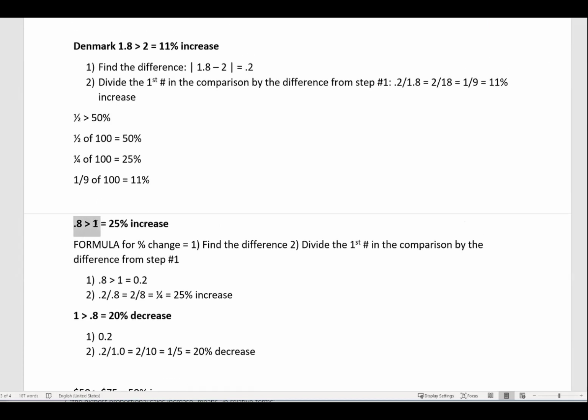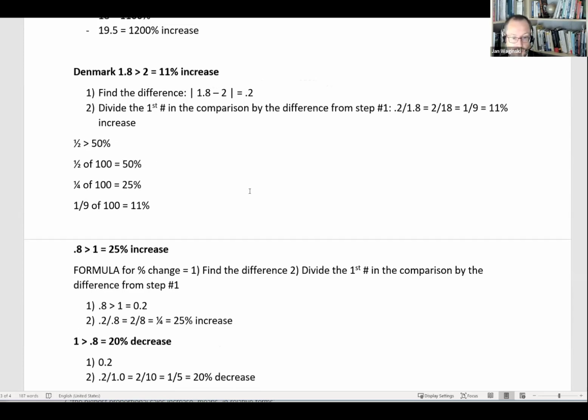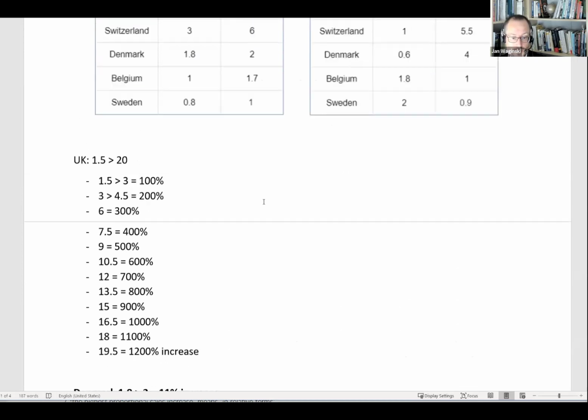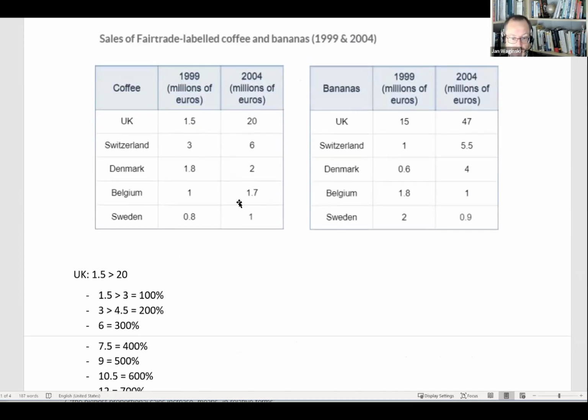This is just easier to see. It's an easier example, but this is the one that's in the actual graph. So Denmark is an 11% increase. You're not going to need to do this for all of these, but you need to know how to do this so you can talk about the percentage increase. And always remember the words roughly, approximately, about.